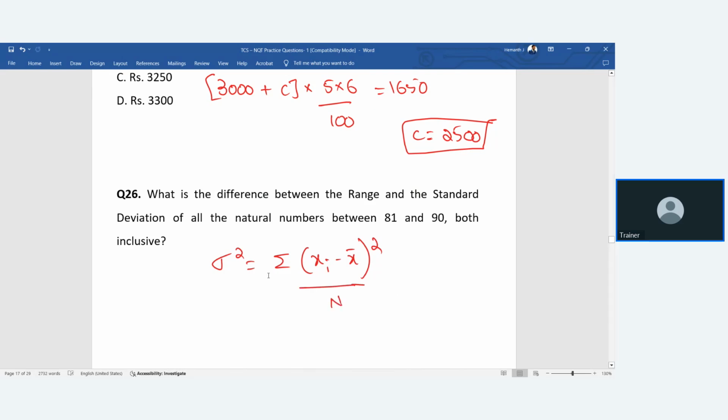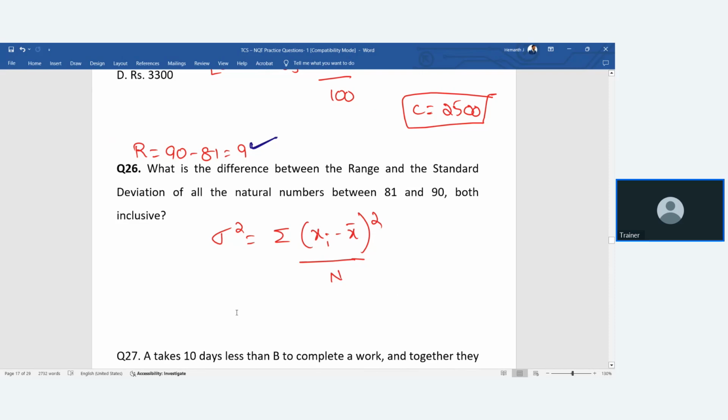First of all, range. We have to include both this 81 and 90, right? So if you include, range will be 90 minus 81, which is equal to 9. Range is 9. I believe you people understand range fine. Next, we have to calculate standard deviation. For that variance, first of all, x bar means mean.